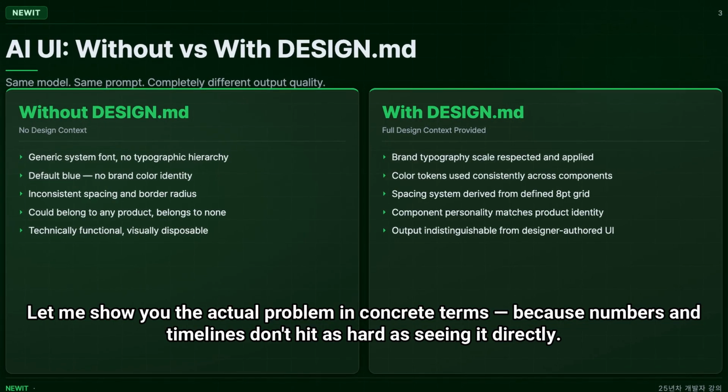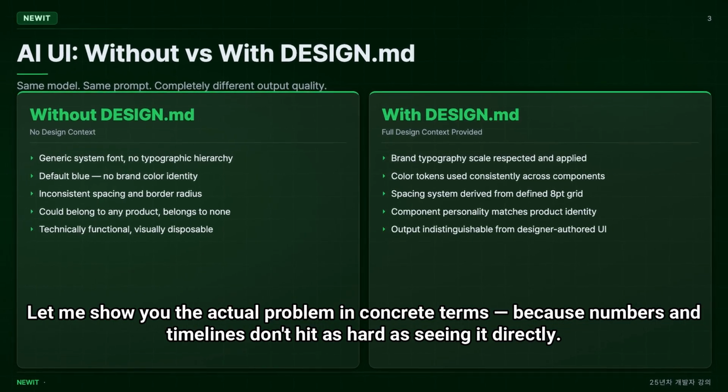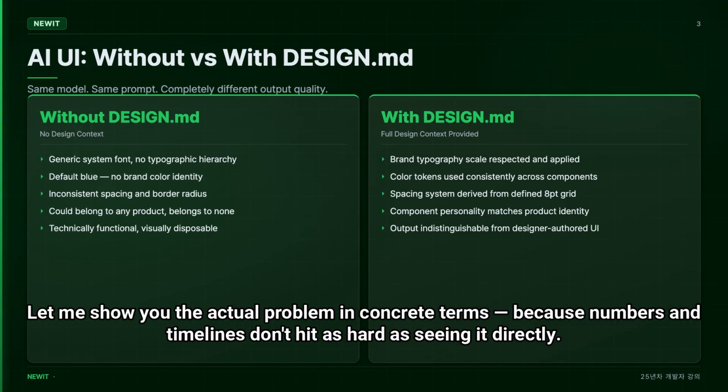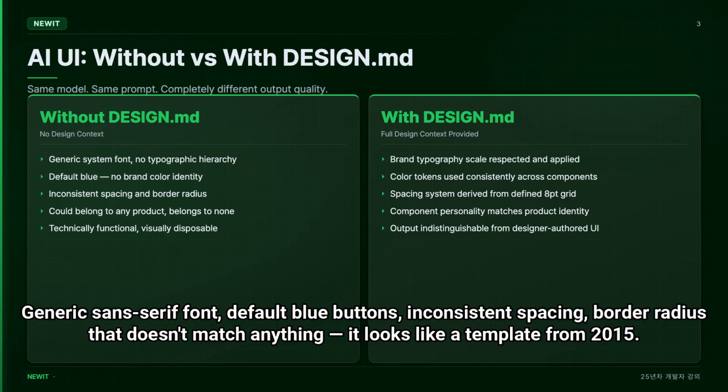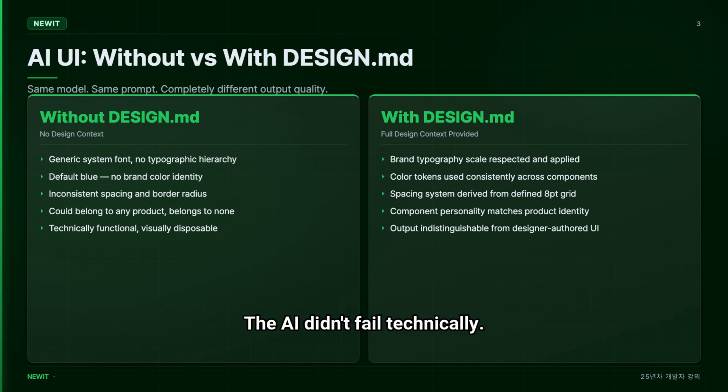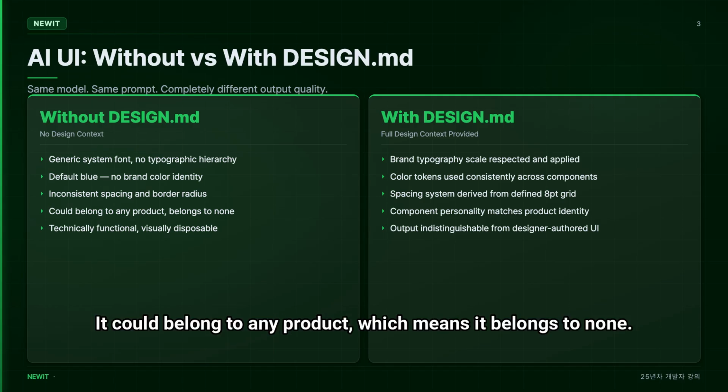Let me show you the actual problem in concrete terms, because numbers and timelines don't hit as hard as seeing it directly. On the left, a real AI-generated component built without any design context. Generic sans serif font, default blue buttons, inconsistent spacing, border radius that doesn't match anything. It looks like a template from 2015. The AI didn't fail technically. Every element is functional. But it has no identity. It could belong to any product, which means it belongs to none.